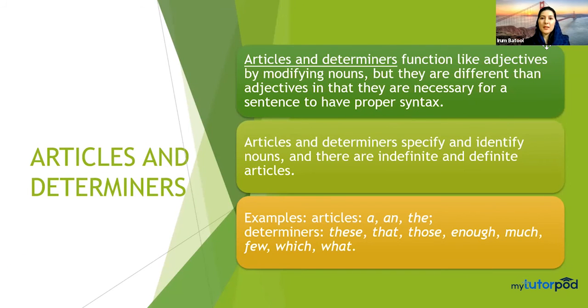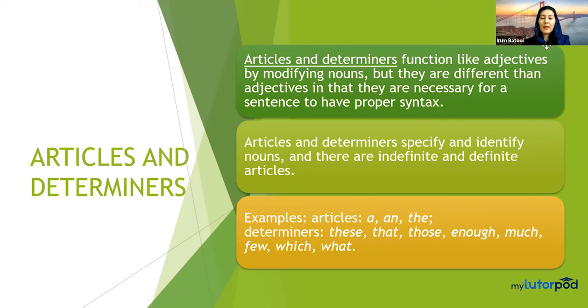Let's talk about articles and determiners. Articles and determiners function like adjectives by modifying nouns, but they're different from adjectives in that they are necessary for a sentence to have proper syntax. Articles and determiners specify and identify nouns, as there are indefinite and definite articles that are used in sentences.